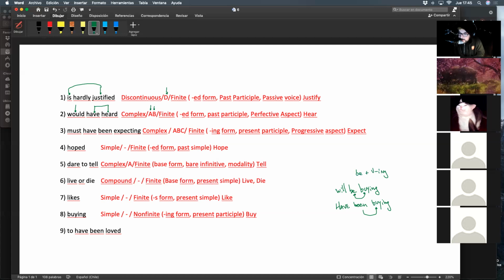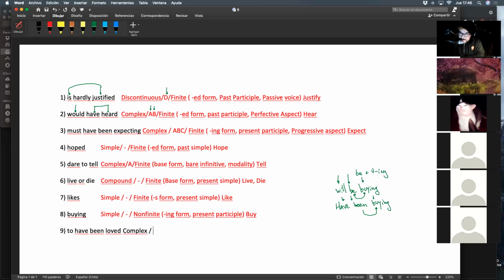Lo que te decía hace un rato era que la presencia de un verbo influye en cómo se escribe el que sigue, ¿cachai? Por lo tanto, lo que nos interesa buscar es que cuando hay progressive aspect, perfective aspect o passive voice, es que estén los dos verbos juntos, como por ejemplo en la última, donde dice to have been loved, que claramente es complex.